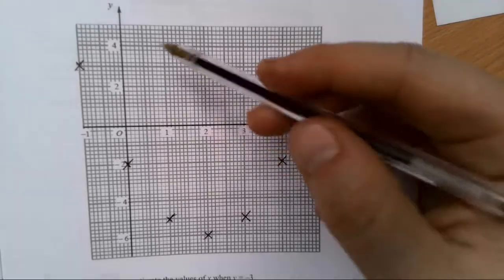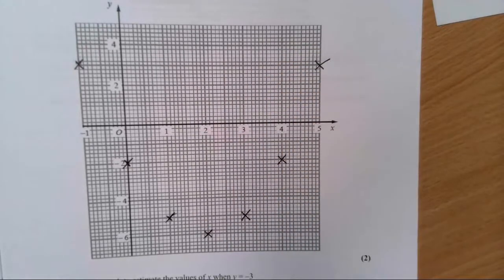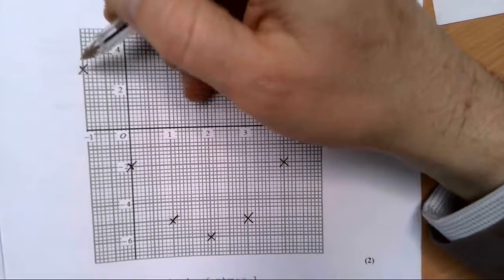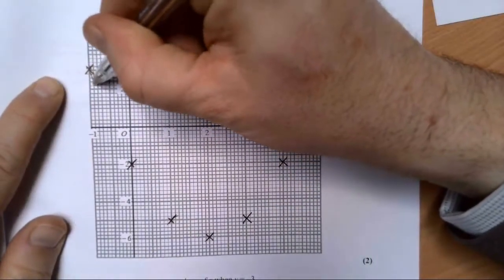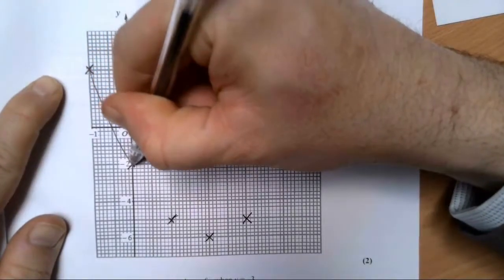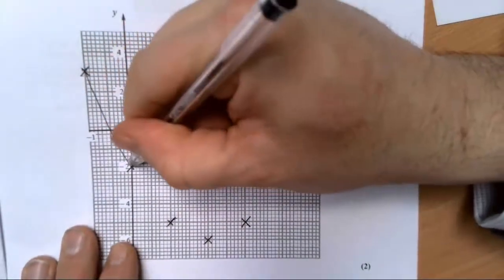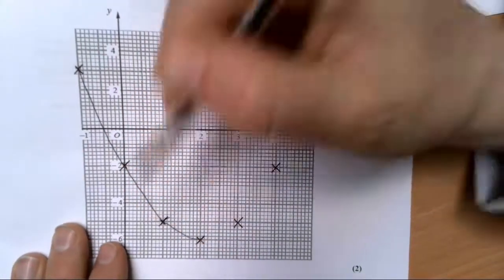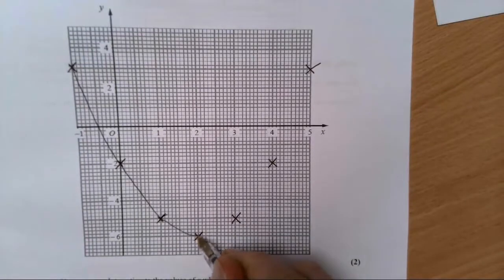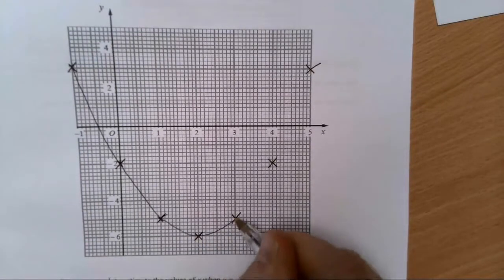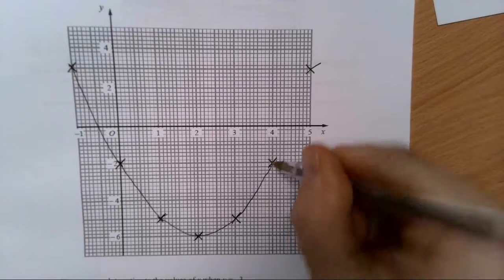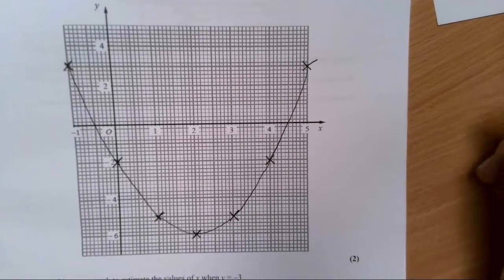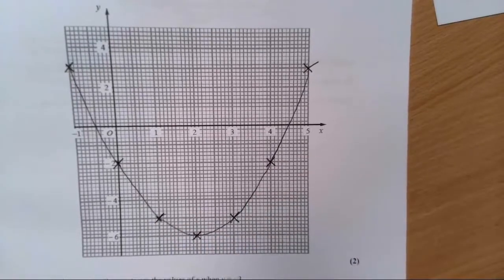My last thing is, I must join it up with a nice smooth curve. If you joined it up with straight lines, you've thrown away marks. So, you would do this with a pencil. I'm going to do it with a pen, so I may make a mistake. If you're doing it with a pencil, then you'll be able to rub it out. But I'm going to try as hard as I can to do a nice smooth curve. You'll lose marks if that's not a nice smooth curve. This would be good enough.